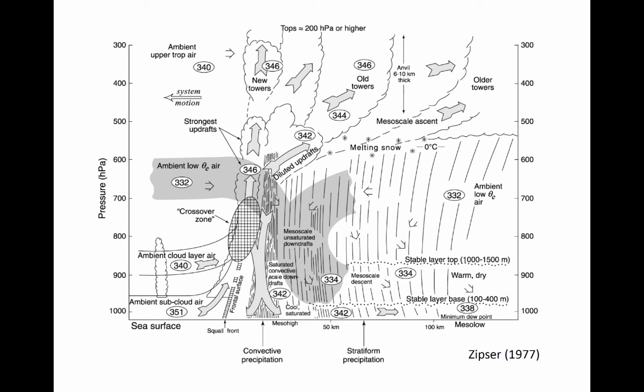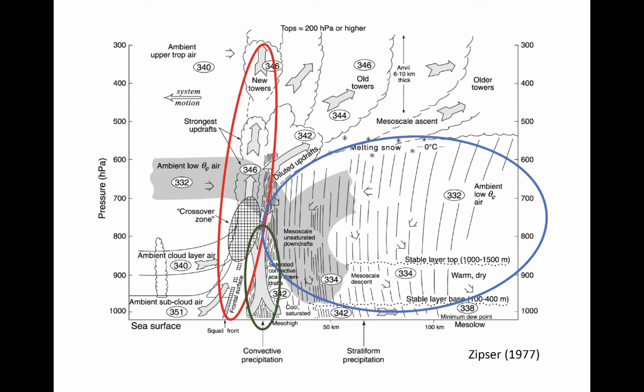Shown here is a canonical MCS with a leading line of convective echo trailed by a broad stratiform region. These generally occur when substantial deep layer vertical wind shear is present in the environment. Convective updrafts are found within the red oval, and stratiform regions are behind this convection, roughly in the blue oval.